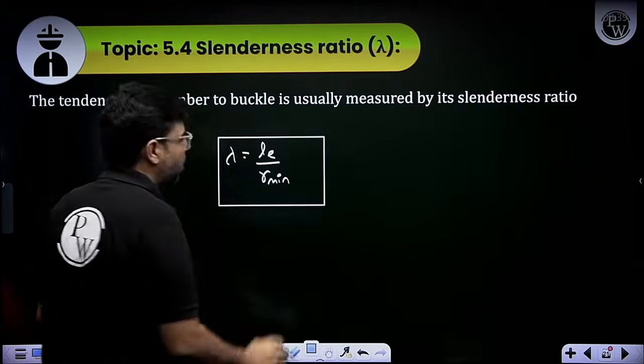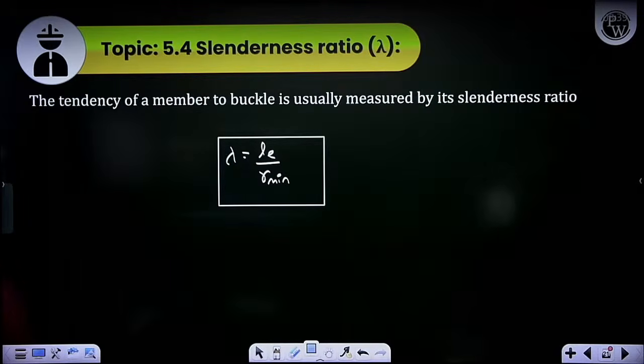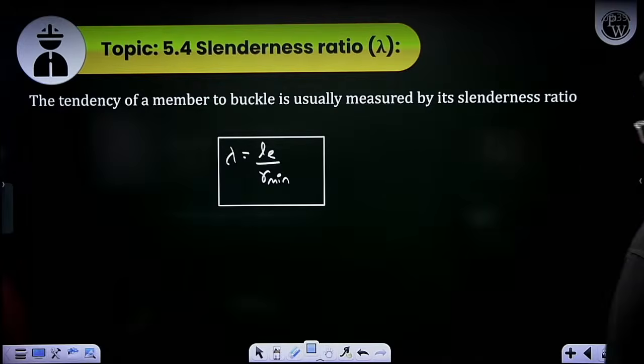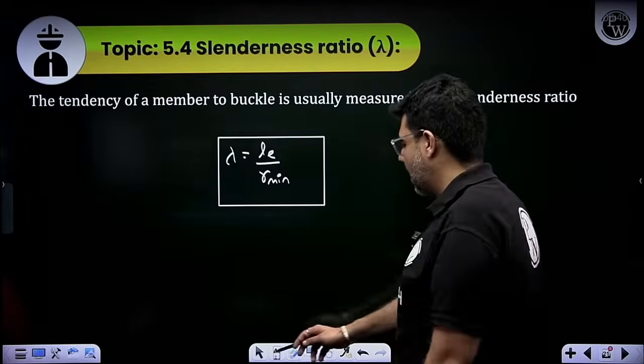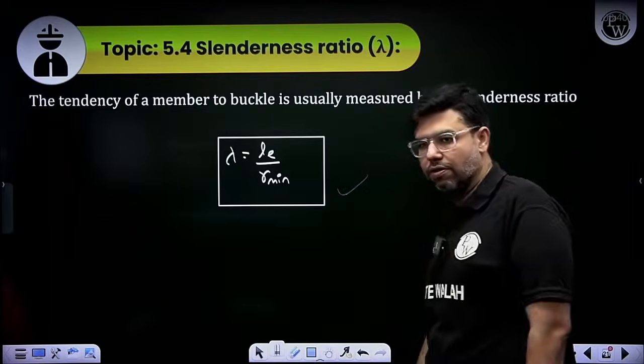This is my lambda, that is LE by R minimum. So, the tendency to bend depends upon lambda. The axis about which my lambda is maximum will be the axis about which the buckling will take place. So, this is the slenderness ratio.